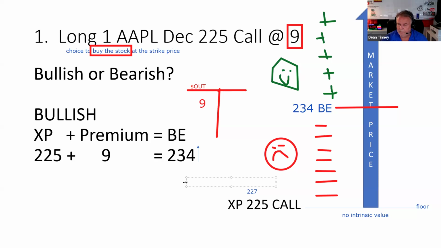But I'm not a big fan of putting $900 in there, because if you put $900 in there, then you've got to put 22,500, and I just think it's a mess. Break evens are expressed on a per share basis. So here, if I pay 225 for the stock, which I'm entitled to do, I'd be out 234. I'm just illustrating that indeed that is the break even.